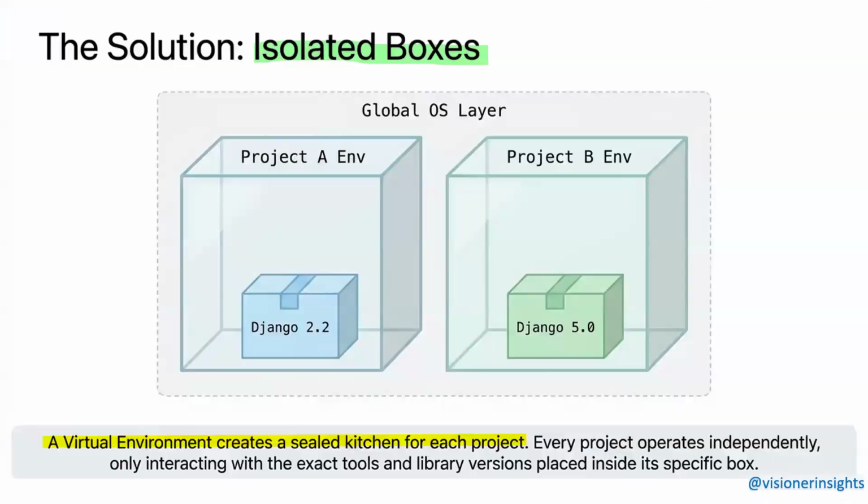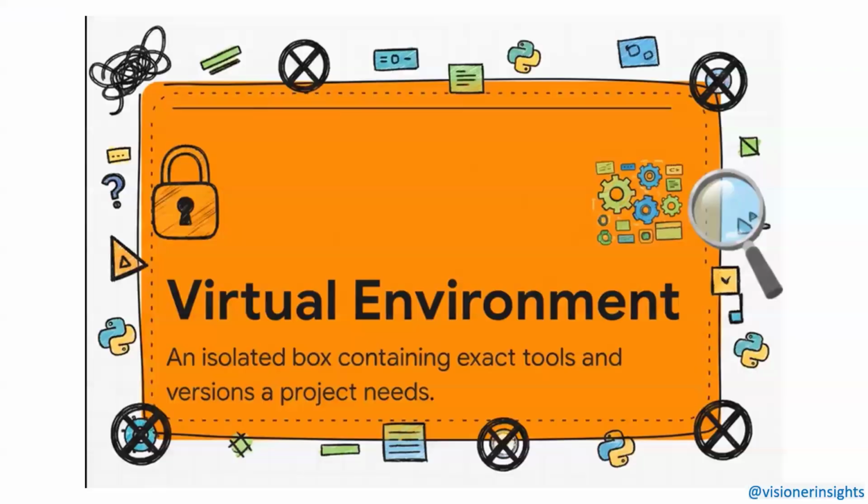The fix here is to just stop using that chaotic global space entirely. Instead, every single project gets its own isolated box, or, a sealed kitchen. So Project A gets its own specific Django 2.2 box, and Project B gets its own Django 5.0 box. They operate completely independently on your system. They never touch, they never conflict. Peace at last.